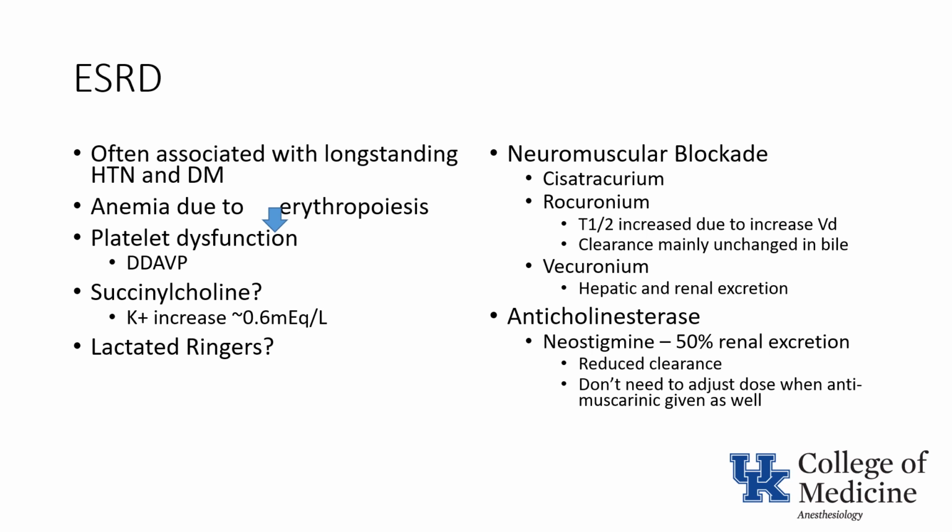From your reversal, your anticholinesterase, I know some folks don't even use these anymore, but neostigmine, your anticholinesterase, is the one we most often use, and it does undergo about 50% clearance from the kidneys. So there is reduced clearance with folks with end-stage renal disease, but typically you don't really need to adjust the dose much, especially when you give it with like glyco or something along those lines. An antimuscarinic, you're unlikely to get that recurarization, the patient getting paralyzed after the neostigmine wears off, though. That's unlikely to happen in someone with end-stage renal disease.